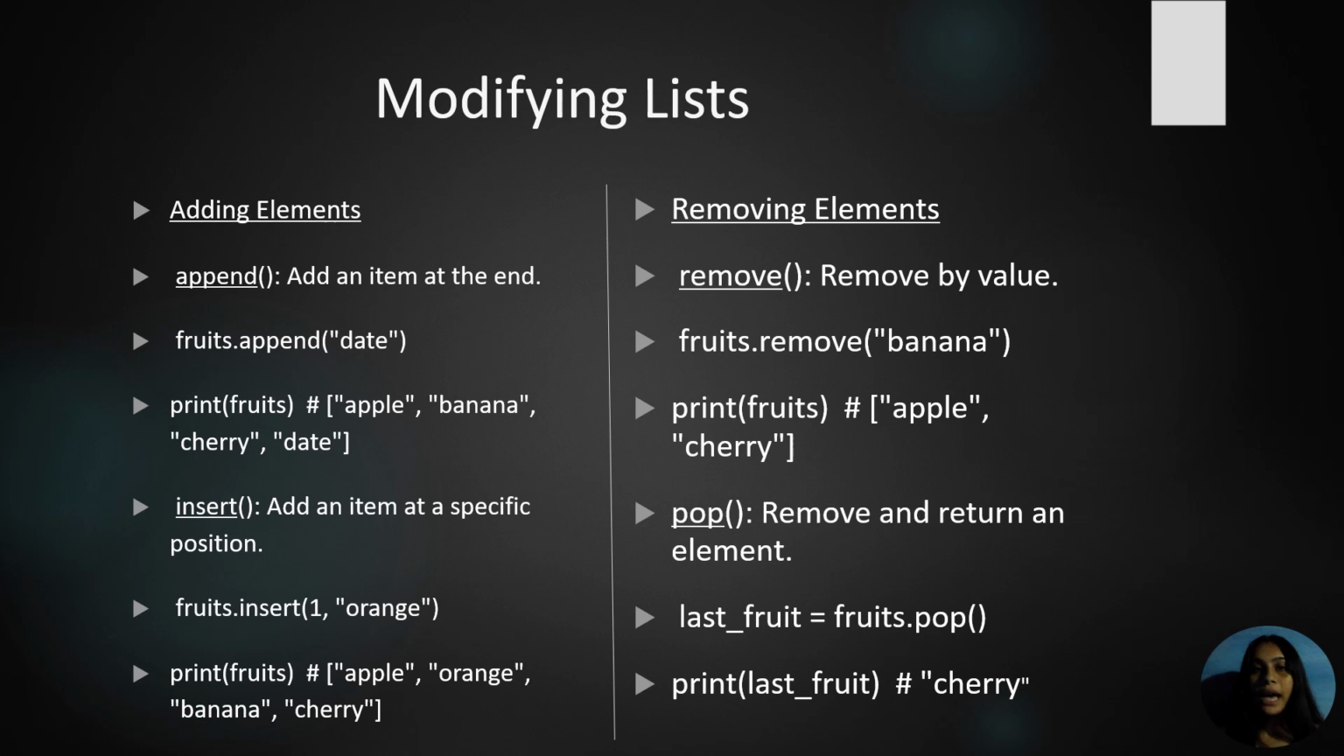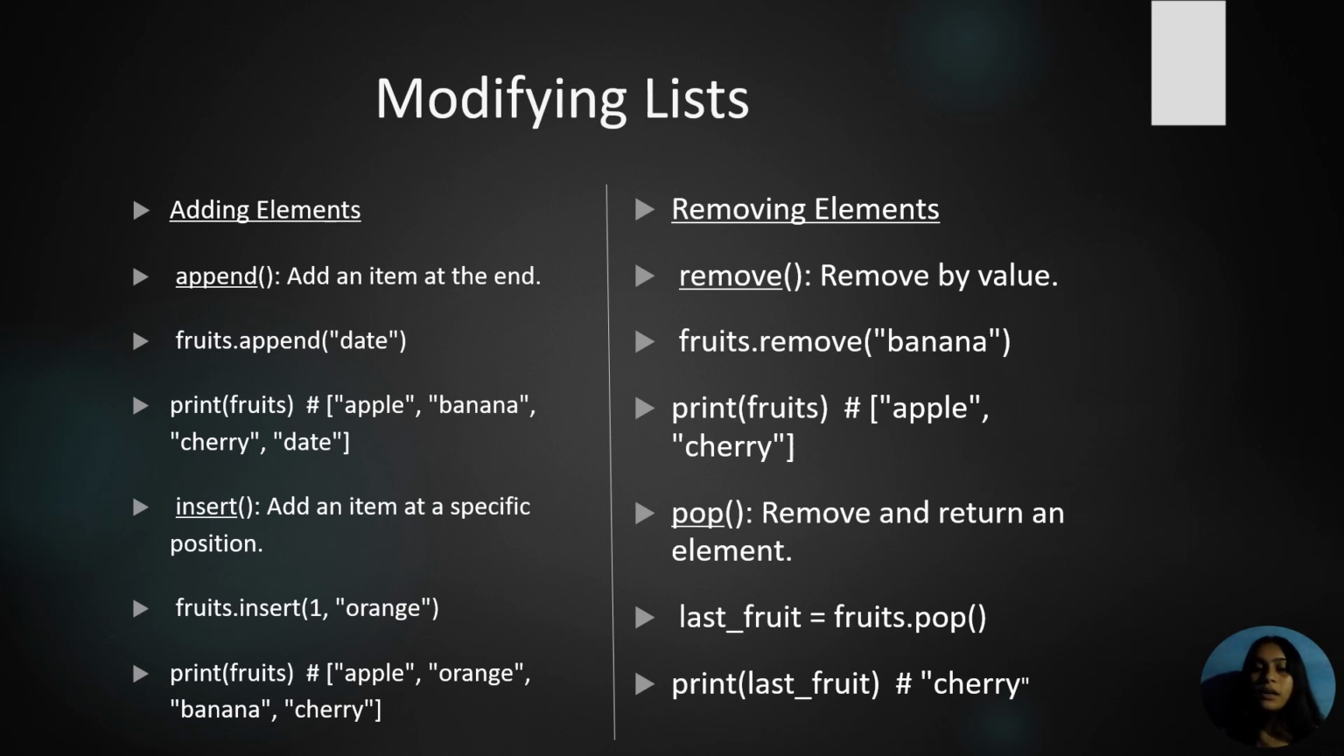Then we have removing elements. Here you can remove by value. So you can give fruits.remove and the element to be removed. And if you give the command print fruits, you can observe in the output the given element has been removed.